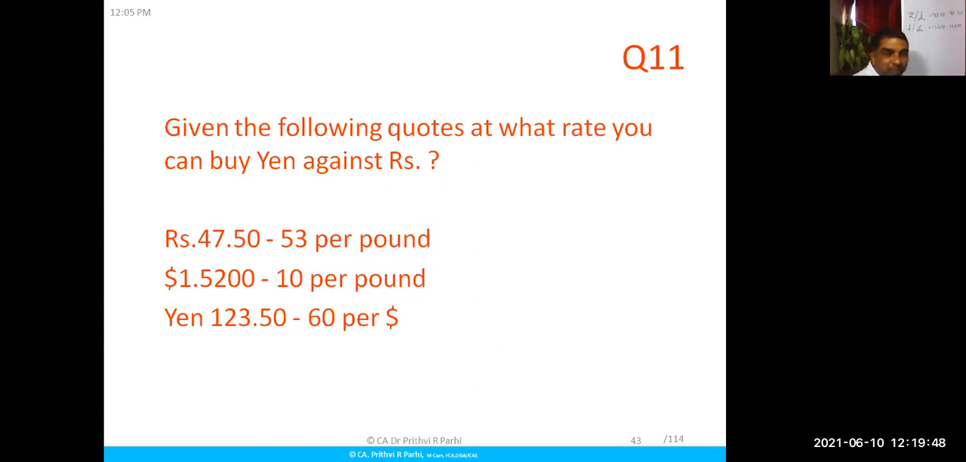Third code, some different person. Anybody else who can tell me what the code is? What by what? Yen per dollar. Yen per dollar. Very good. It is yen per dollar. Yen per dollar is how much? 123.50 to 123.60.